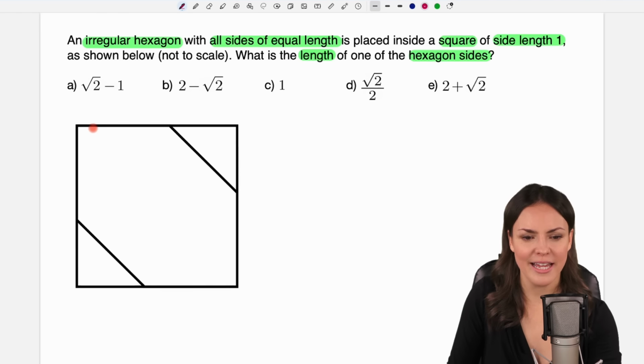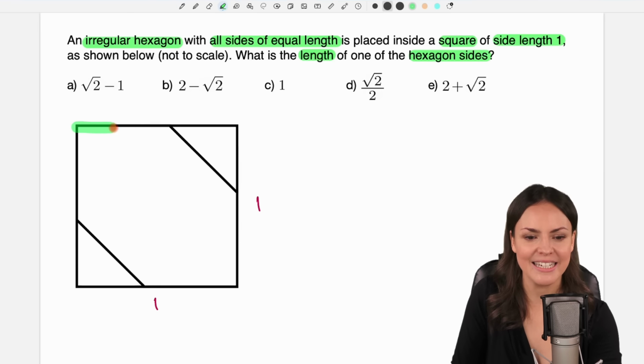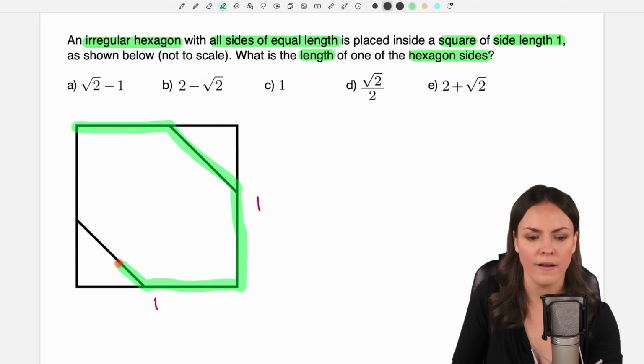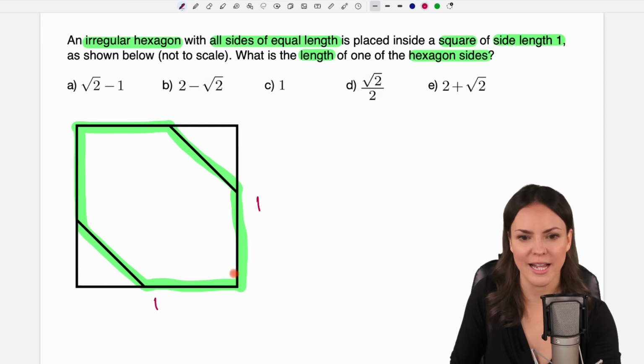So let's take a look at our square here. We get the information that the side length is 1, so we have side length 1 of our square, and inside our square we have our hexagon. So the first problem is to find this hexagon, but it is in here, so we have 1 side, 2, 3, 4, 5, 6 sides. This is the hexagon we have to work with now.